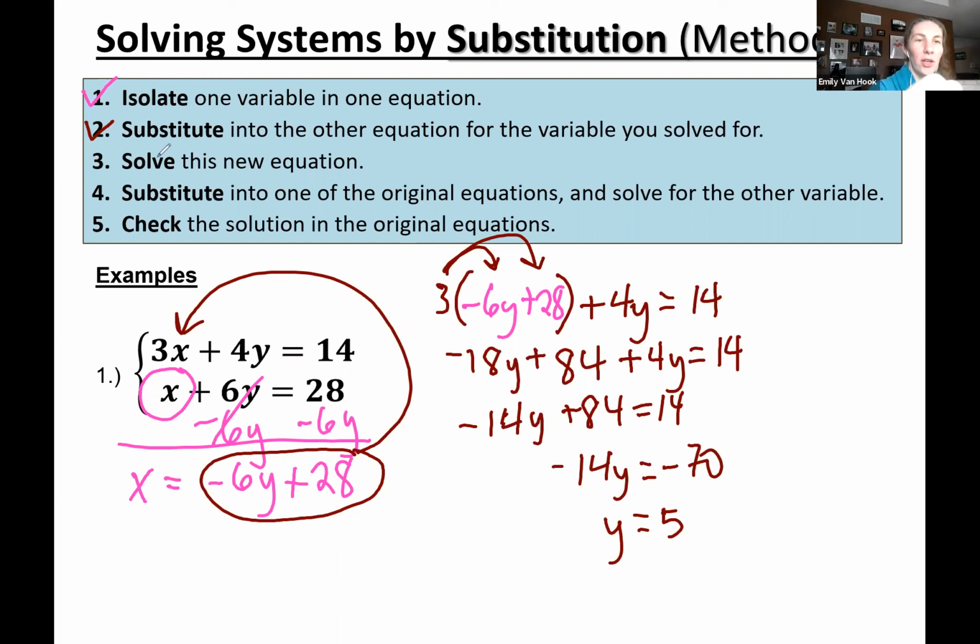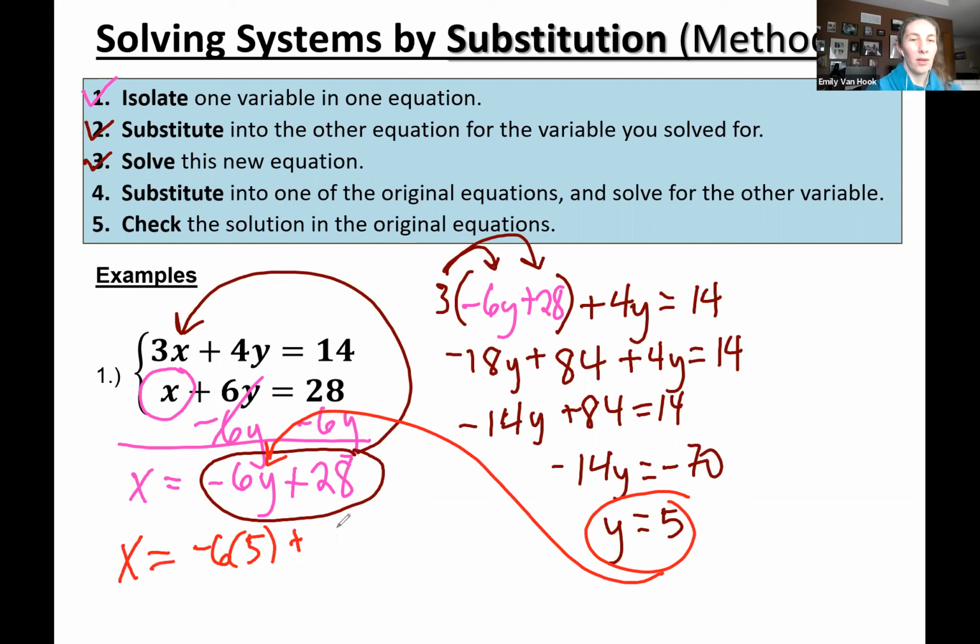Now that we have y, we need to go back and find x. So we solved the new equation. Now we're substituting again. Now you pick either one of those original equations to plug in for y. We got y equals 5. Pick either equation. I'm going to go with the one where I had already isolated x. I think that will be easier to plug into because x is already isolated by itself. So I'm now going to replace y with 5. Here's some more substituting. x equals, instead of negative 6y, I'm doing negative 6 times 5 plus 28. So negative 6 times 5 would be negative 30, plus 28 would be negative 2.